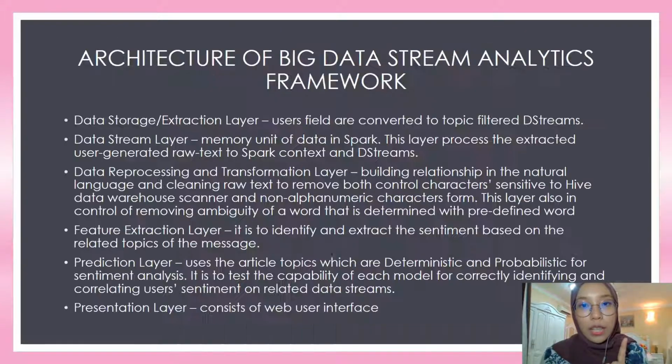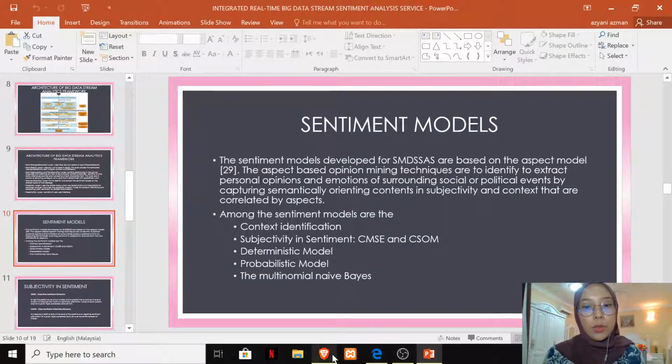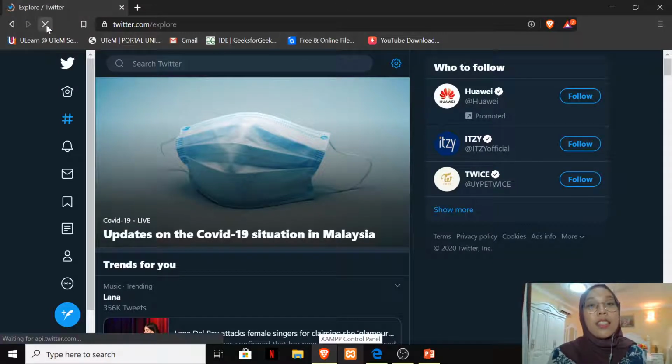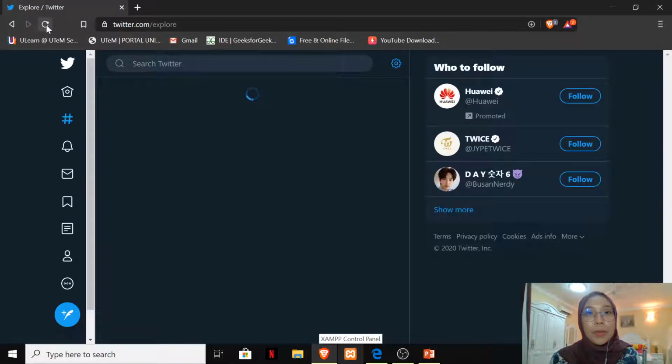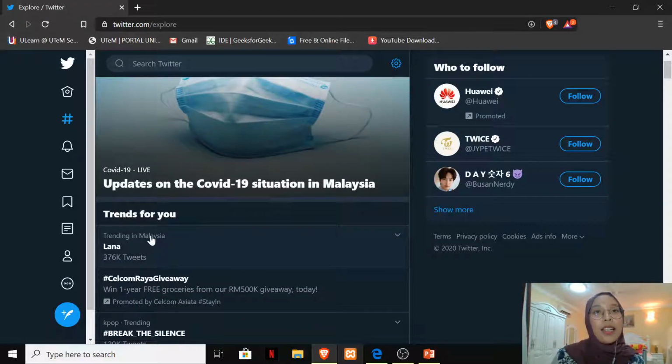I will show you an example of what it means. Okay, we'll go to Twitter and see. Okay, so this is an example of sentiment in real-time big data. As you can see here, the trending word is of course COVID-19, and the next trending word is Lana. There are 376,000 tweets talking about Lana just in Malaysia. So we can see that this is basically the big topic.